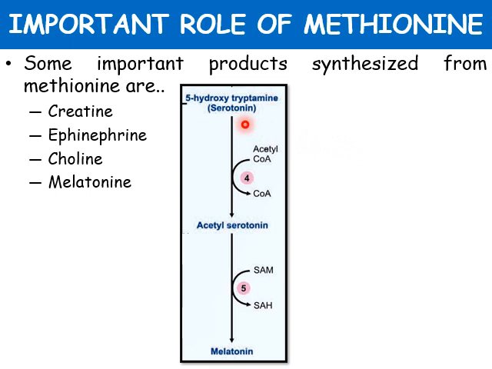Then the melatonin, again we have seen this in tryptophan metabolism. 5-hydroxytryptamine, that is serotonin, getting converted into acetyl serotonin. And then this acetyl serotonin gets a methyl group from the S-adenosyl methionine and gets converted into melatonin. So this is again a transmethyl reaction that will be the synthesis of one more neurotransmitter, that is melatonin.